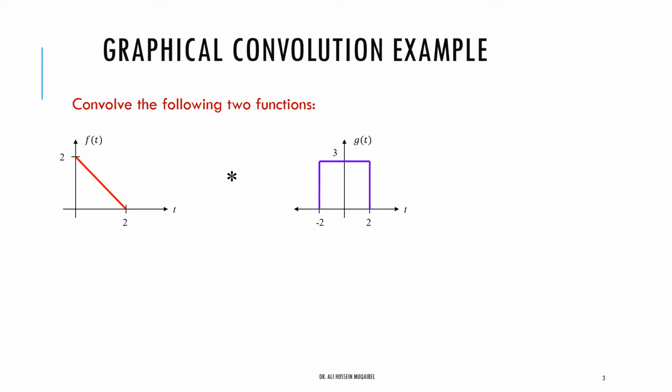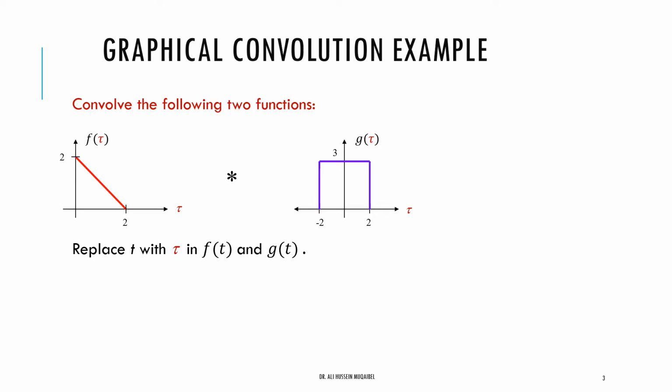Let's start with this example. It says convolve the following two signals, two functions. And I picked some moderate functions, not too easy, not very difficult. So we have f of t and g of t. Now, if you want to find the convolution, the first step we do is to change the time variable into tau. As you can see in the diagram, I have changed from t to tau.